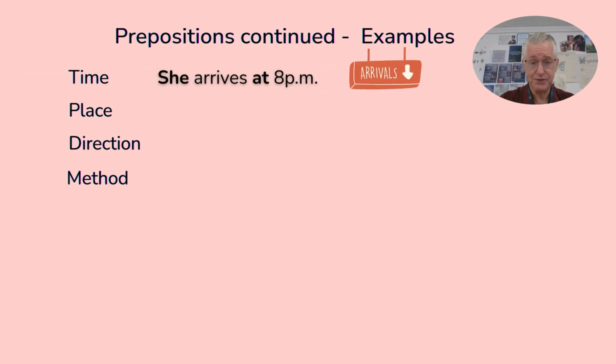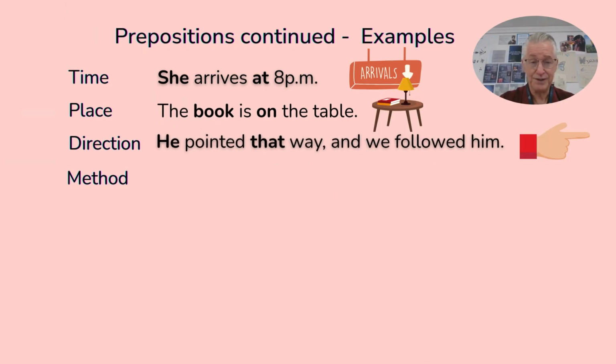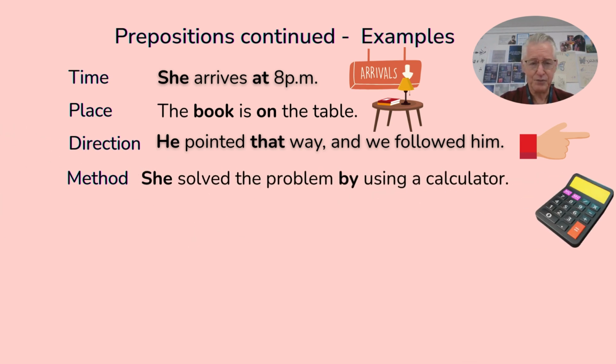For time, she arrives at 8 p.m. At 8 p.m., that is the preposition. Place, the book is on the table. On is the preposition, on the table. Direction, he pointed that way and we followed him. Direction, that way. Method, she solved the problem by using a calculator. By using a calculator, by is the preposition.